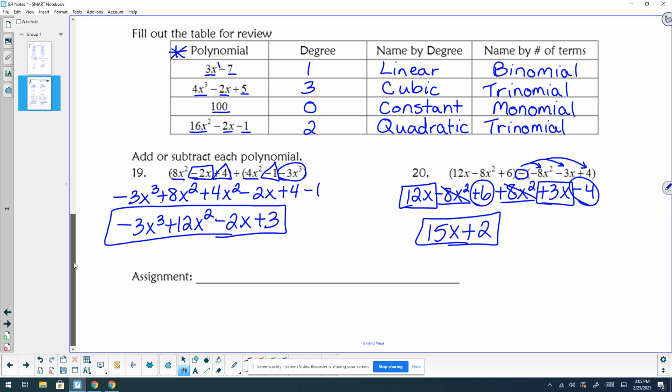I don't care which way you do it. If you want to write them all in order so that you see what will actually combine, go ahead and do that. If you just want to make little notations under things, that's great as well. It's completely up to you.